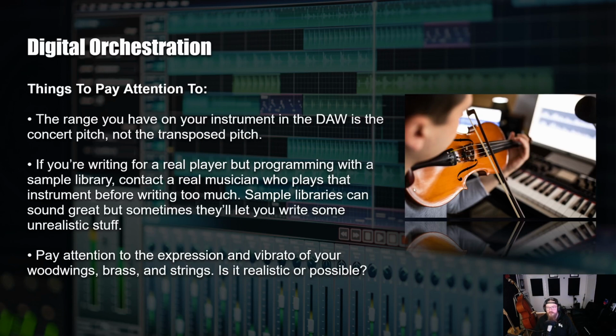Cool. So things to pay attention to when you're working with sample libraries, specifically with the orchestra: the range you have on your instrument in the DAW is the concert pitch, not transposed pitch, unless it's just transposing by the octave. For unpitched instruments, it could be anywhere on the keyboard, depending on where the programmer wants to put it. If you're writing for a real player but programming with a sample library, contact a real musician who plays that instrument before writing too much.